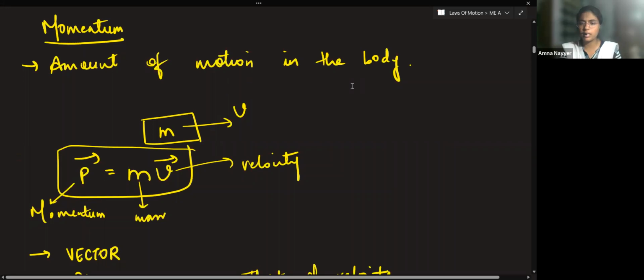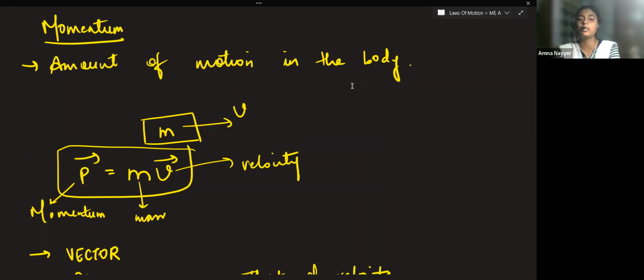2 laws we have done, 2 new concepts, inertia and momentum we have done. Please revise it. At least take out some time, even if you are having your exams going in school. Take 15 minutes for revision. The theory portion is very less in this. Numerical, whatever I'll do, just revise that. That will be sufficient for the next class, Monday.